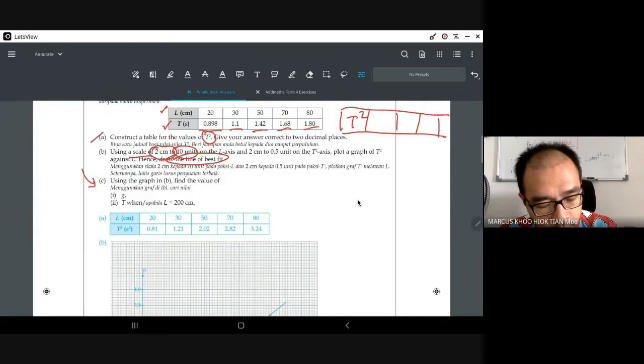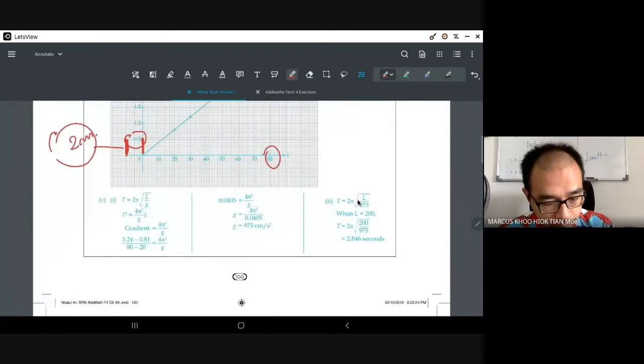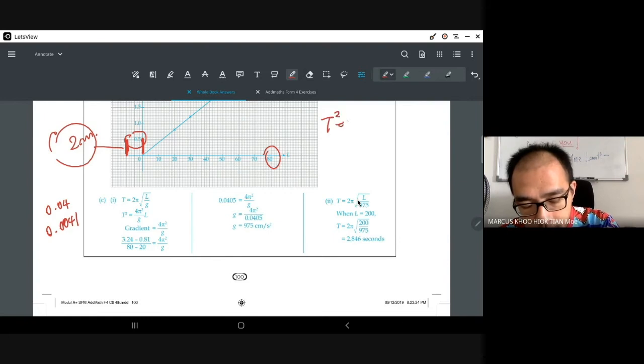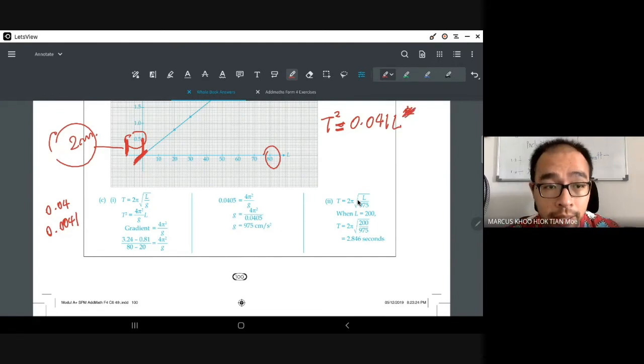Okay, let me come to this question C. I want to briefly touch on this question C. Find the value of g and then find the value of T when L equals to 200. So according to this, remember just now I asked you to calculate the gradient. Some people got the gradient as 0.04, some got the gradient as 0.041. Now remember just now you wrote, this is Stephanie, t squared equals to 0.041 L squared. I'm going to assume that the intercept is 0. Sorry, L, not L squared. Okay, t squared equals to 0.041 L.